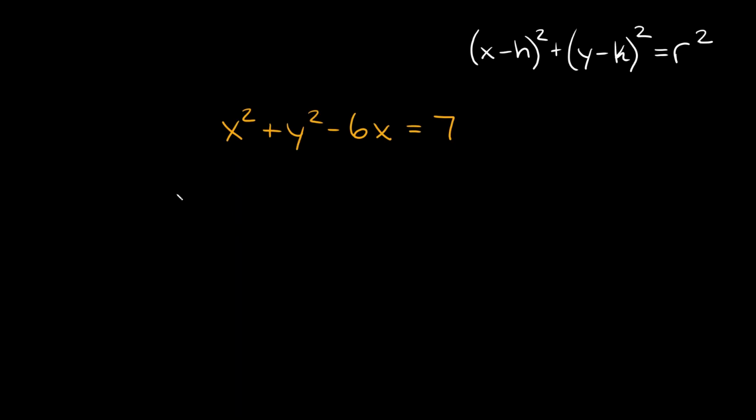All right, here's the next example. So we have x squared plus y squared minus 6x is equal to 7. So the first thing that we want to do here is actually group our variables. So here, I'm going to rewrite this as, let's write the x's together.